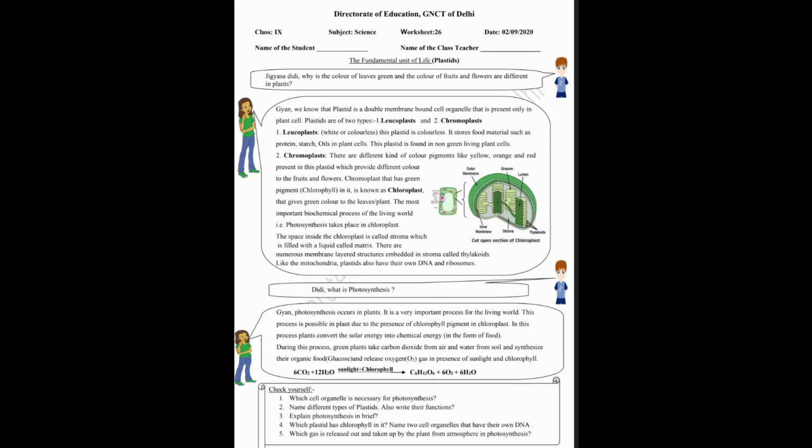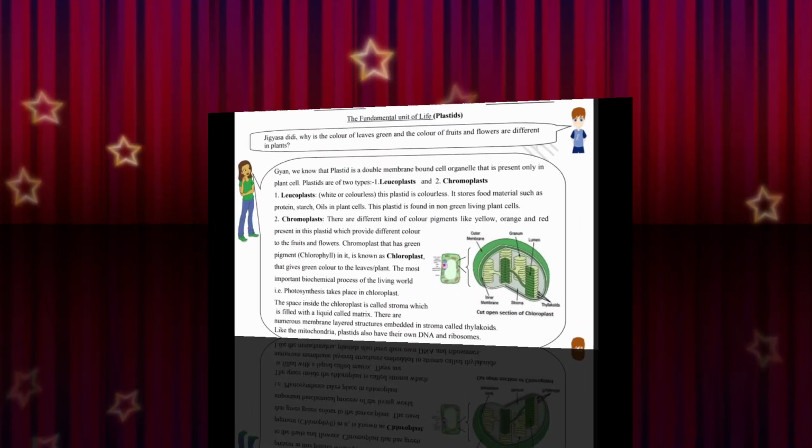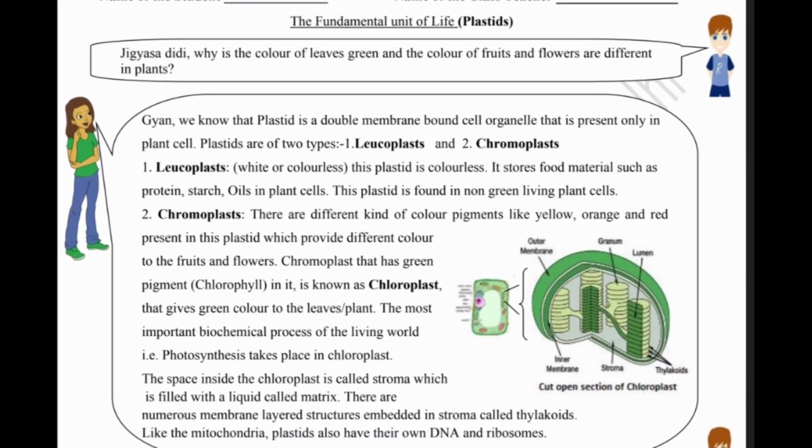Hello dear students, today we will discuss worksheet number 26, class 9th, the fundamental unit of life, plastids. Jigyasa Didi, why is the color of the leaves green and the color of fruits and flowers different in plants? Gyan, we know that plastid is a double membrane bound cell organelle that is present only in plant cell. Plastids are of two types, leucoplast and chromoplast.